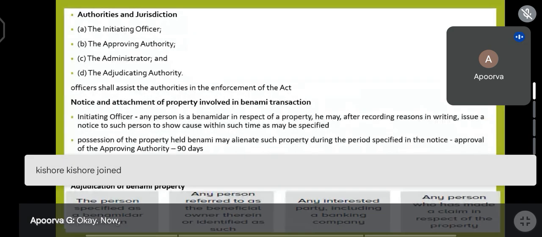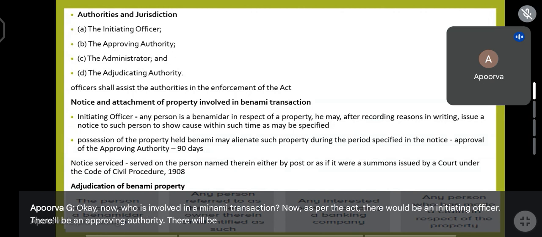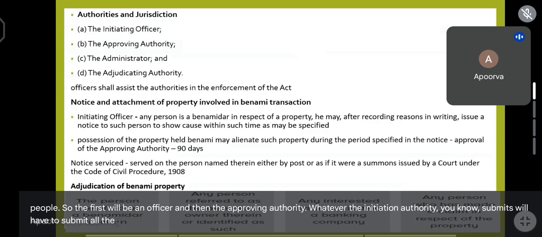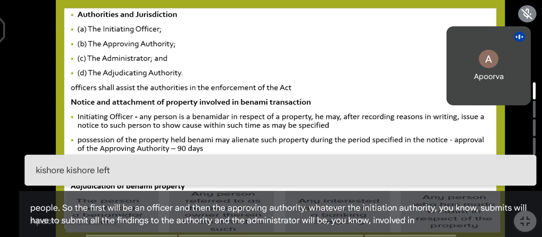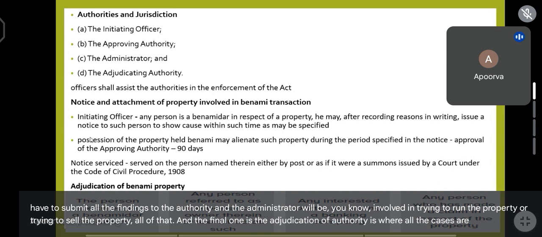Okay. Now, who is involved in a benami transaction? As per the Act, there will be an initiating officer, an approving authority, an administrator, and an adjudicating authority. The initiating officer submits all the findings to the approving authority, and the administrator will be involved in trying to run the property or sell the property, all of that. And the final one is the adjudicating authority, where all the cases are being filed.